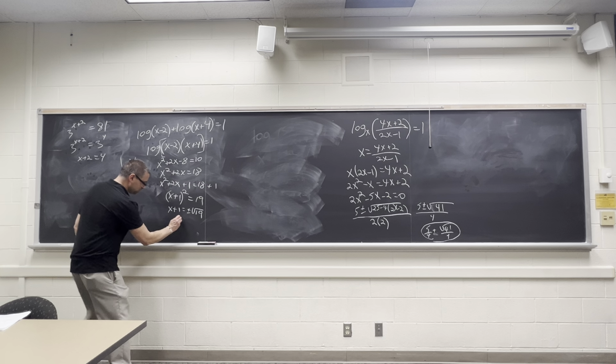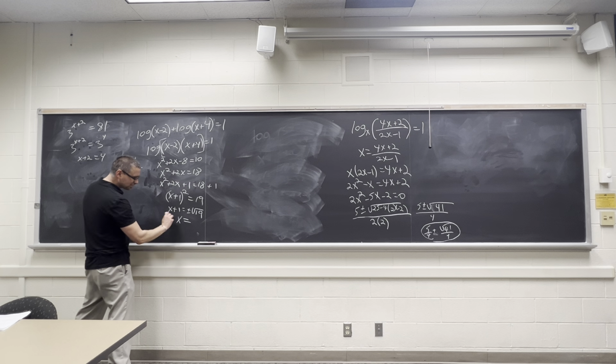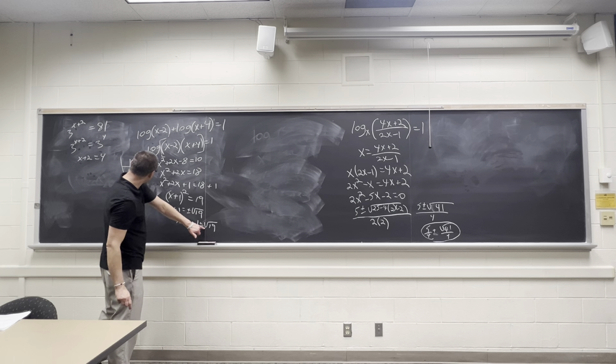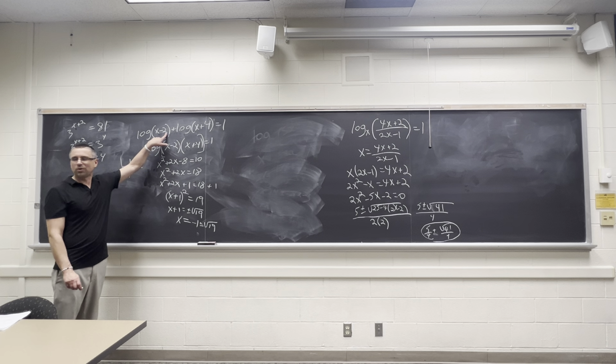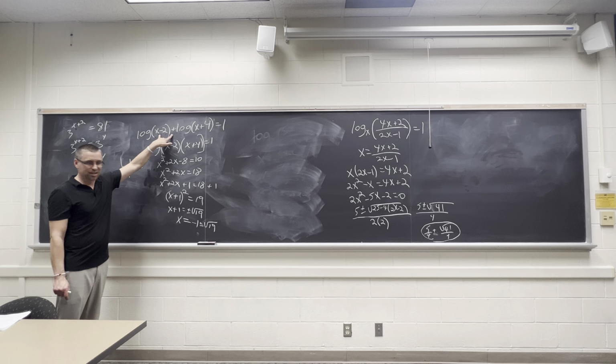So x is equal to -1, right? Plus or minus the square root of 19. So there's two solutions to that parabola. Oh, we're not solving for a parabola, right? We're solving a log equation. I forgot. But so we're solving this, right?